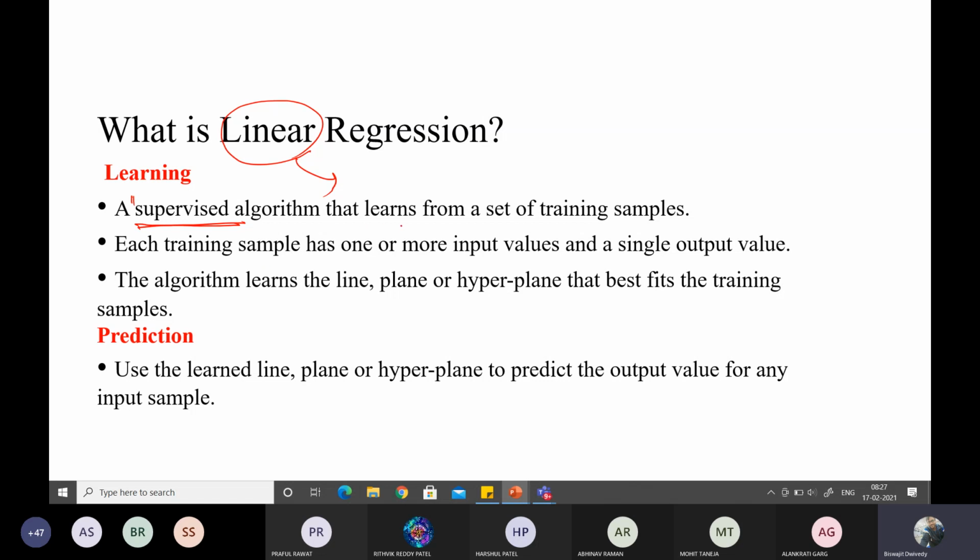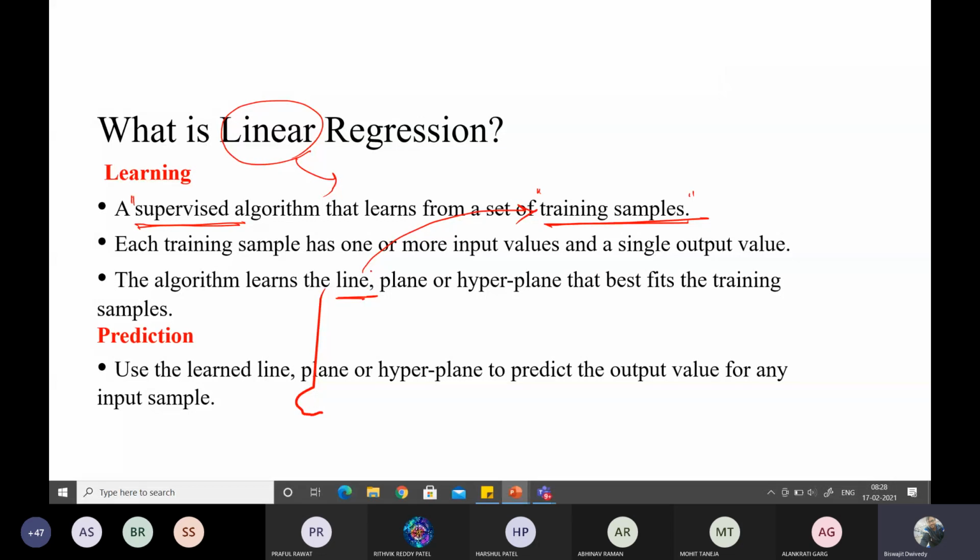A supervised algorithm learns from a set of training samples. Training samples are the things which will be given to us, used to train the model. Each training sample has one or more input values and a single output value. So the algorithm learns the line, plane or hyperplane that best fits the training samples. How are we going to model the things? We'll try to draw or find a line using those training samples. Whatever points are given to us, we'll use those points to find a line.